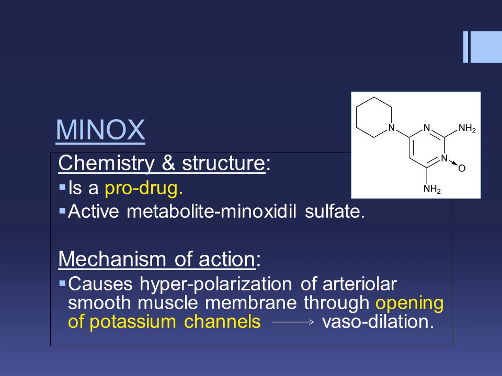Minoxidil is a prodrug basically, and I hope you can recall what a prodrug is. A prodrug is a drug which is inactive as such, but when it gets into the body, it gets activated into its active form. Its active metabolite is minoxidil sulfate, and its mechanism of action, since we classified these drugs, is that it is a potassium channel opener, so it causes hyperpolarization of arteriolar smooth muscle, ultimately leading to vasodilation.